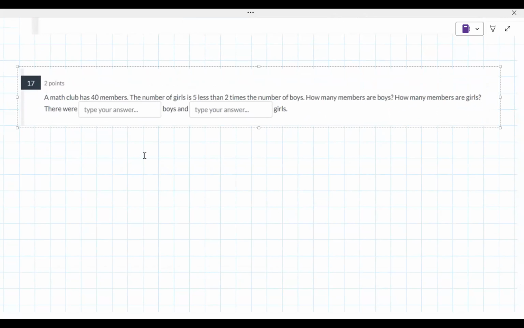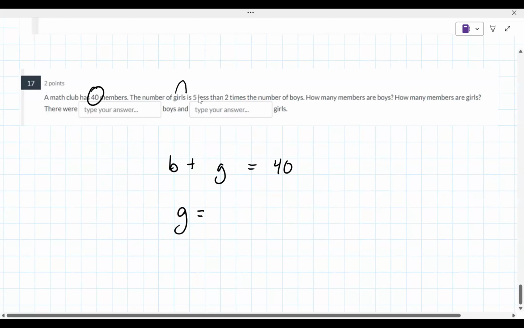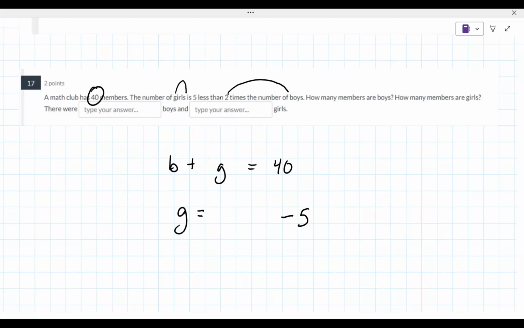A math club has 40 members. The number of girls is 5 less than 2 times the number of boys. How many members are boys? How many members are girls? So you could do this as kind of a guess and check. We know that boys plus girls is 40, because there's 40 members. And it says girls is, that's G equals, 'is' means equals, 5 less. You always do that at the end, subtract 5, 2 times the number of boys.